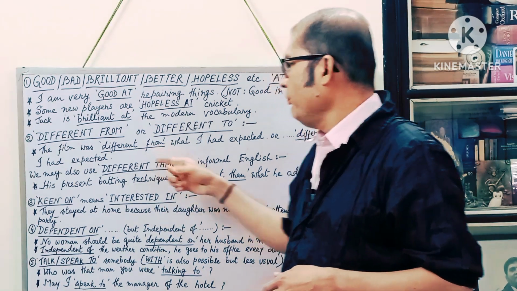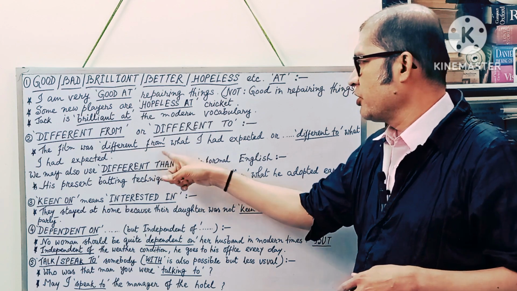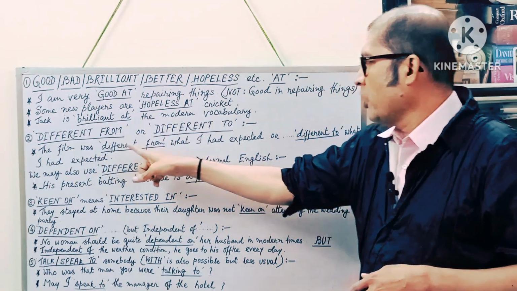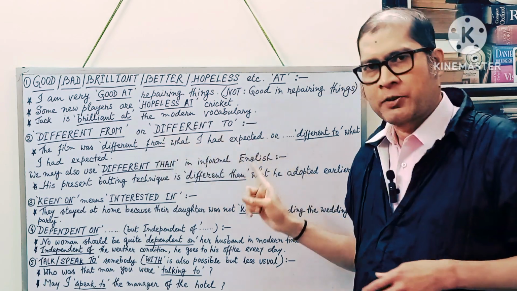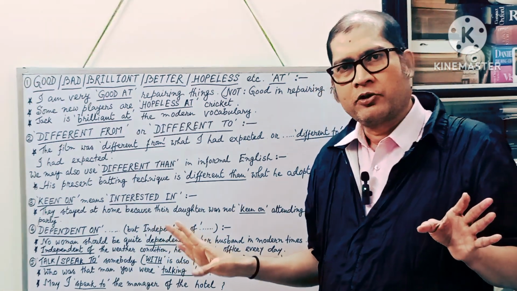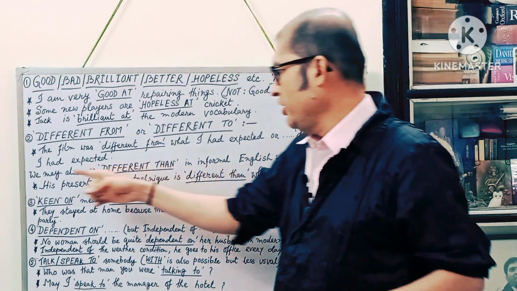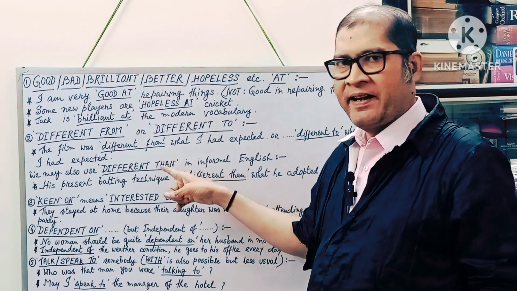Now, instead of from, you may use to. Just replace this from with to. The film was different to what I had expected. There is no mistake in that sentence. So you are at liberty to use either. Next, see, we may also use different than.